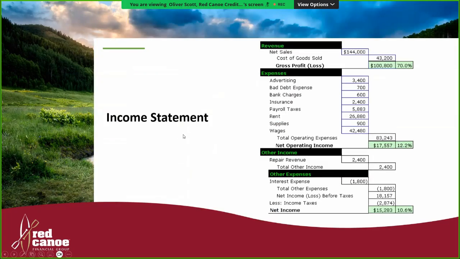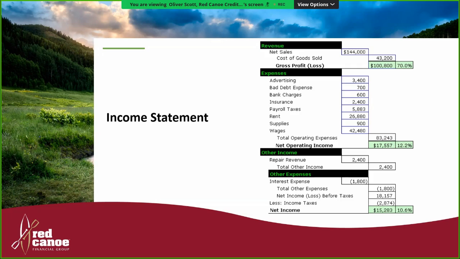So now that we've done the balance sheet, we're moving on to the income statement. As I mentioned, a balance sheet is a picture in time, right? On a certain day, this is what you own, this is what you owe, and this is what equity you have on December 31st, 2024.